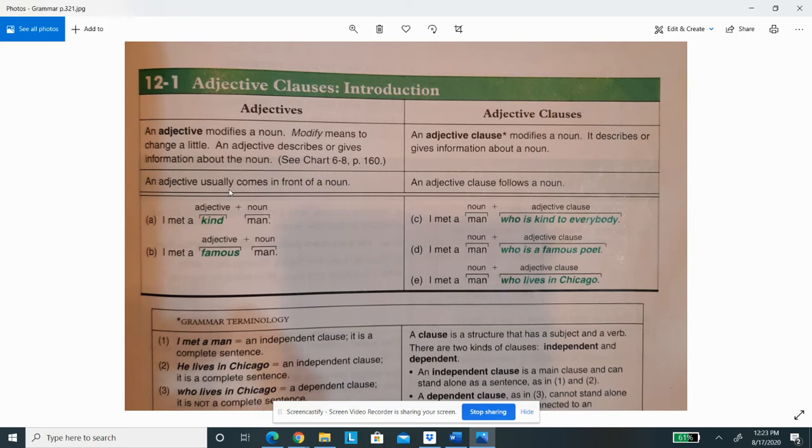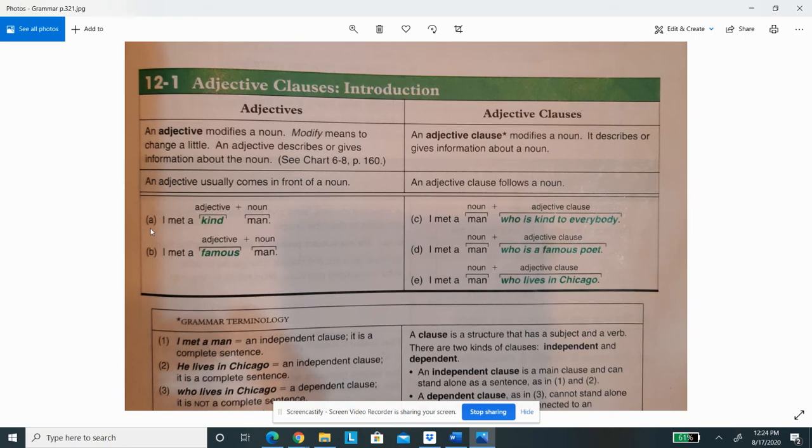Now, an adjective usually comes in front of a noun, but we are going to be learning something different, adjective clauses. If you have heard me talk about clauses before, you should know that a clause contains a subject and a verb. And the whole clause will be giving us information about a noun. So we will compare just a plain old adjective with an adjective clause. Let's look at some sentences.